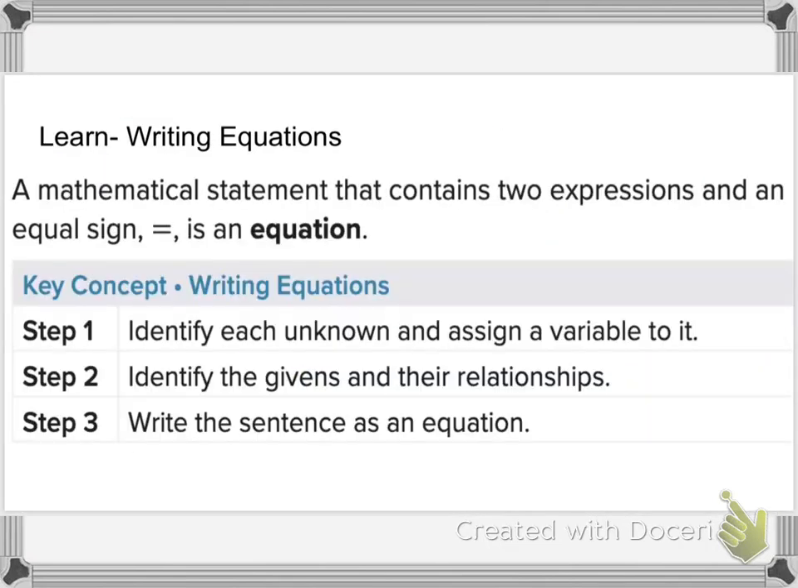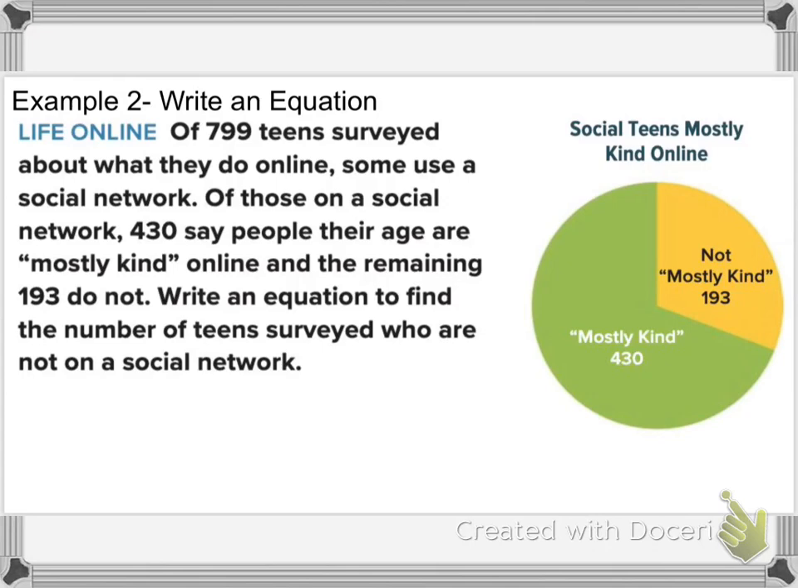So we're going to go through these steps of writing an equation from this word problem. We're going to identify each of our unknowns and assign a variable to it, identify the givens and their relationships, and then write the sentence as an equation. Step one. What is or are my unknowns? What are they asking me to find here? The number of teens surveyed who are not on a social network. Yeah, that's that last sentence right there, right? I want to find the number of teens surveyed who are not on a social network. So that's my unknown that I'm trying to find.